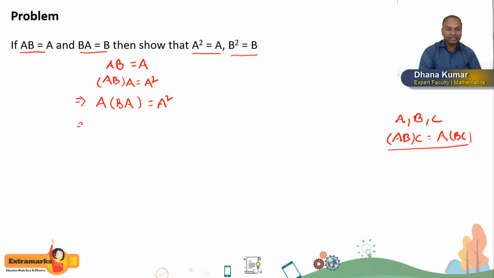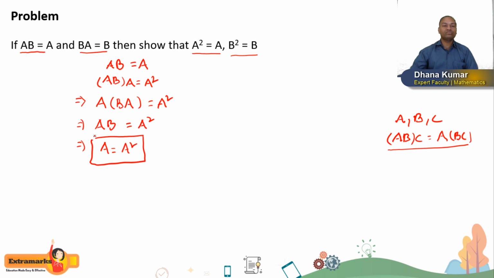So that implies A into BA. BA is what? B, that is the second condition. So AB is equal to A square. But AB is what? A. So A is equal to A square. Now you observe this one. Understood or not? Right. Hence proved the first condition.